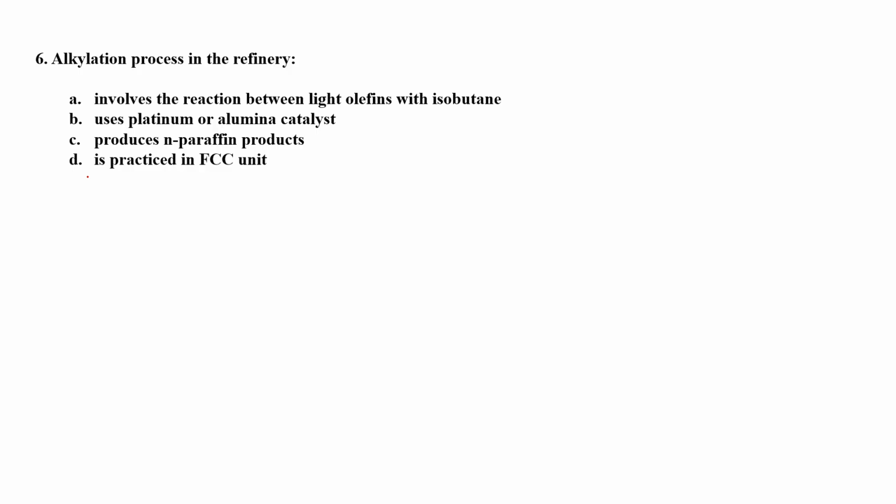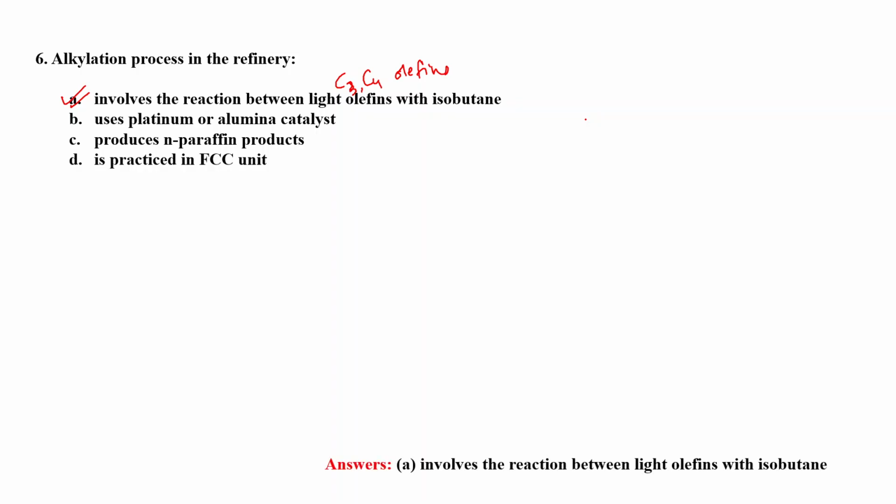Coming on to the sixth question, which is: alkylation process in the refinery involves the reaction between light olefins with isobutane, uses platinum or alumina catalyst, produces N-paraffin products, or is practiced in the FCC. So the answer is it involves the reaction between light olefins and isoparaffins. Okay, light olefins, that is C3, C4 fraction olefins. It reacts with isobutane. Okay.